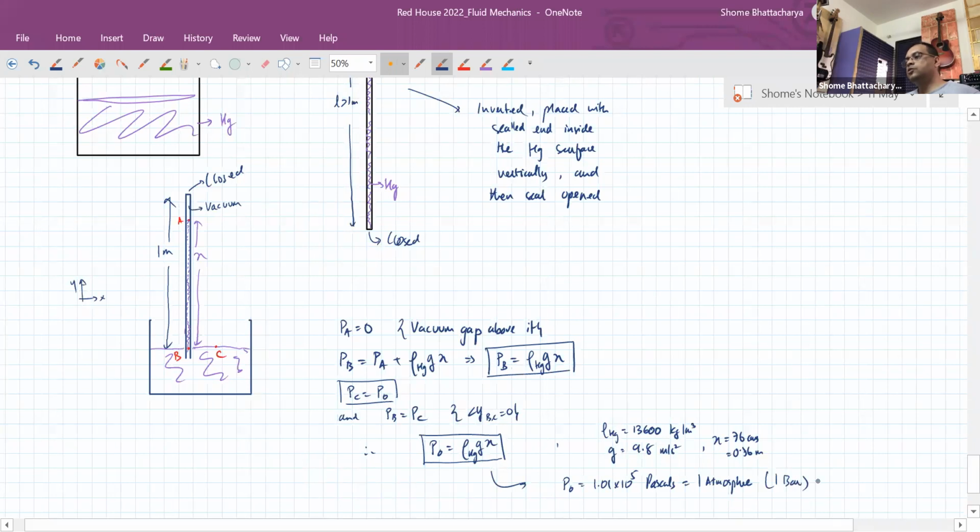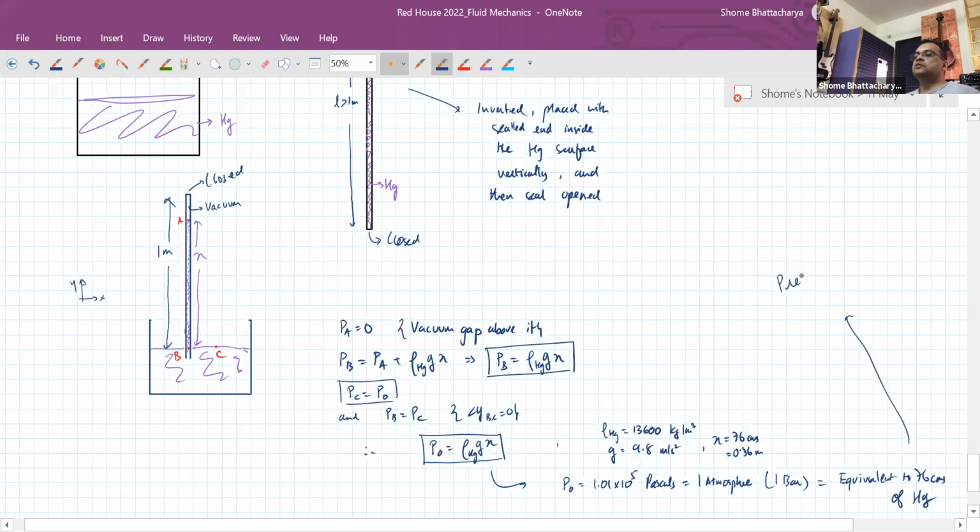Okay. Or we also say that it is equivalent to 76 centimeters of mercury. So this is another way of expressing pressure.